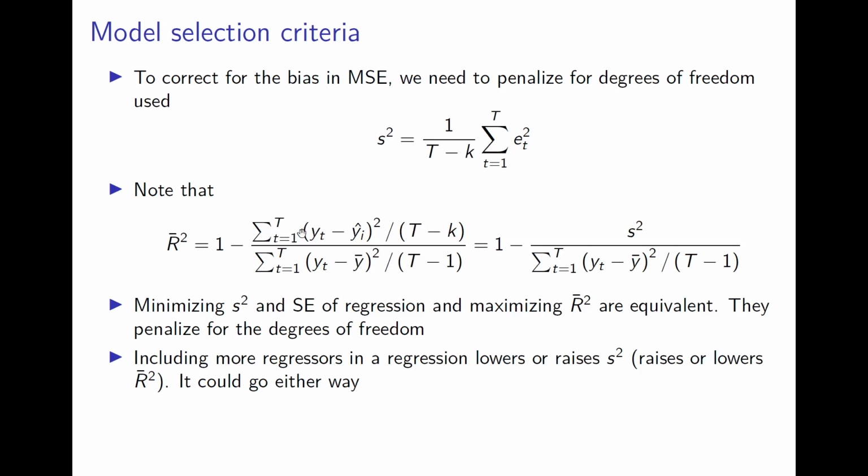The point to be made here is that the degrees of freedom penalty in the numerator for adjusted r squared, t minus k, that's the same as putting s squared here, this guy. That degrees of freedom penalty is exactly the same as the degrees of freedom penalty that's baked into the standard error of regression, which is just the square root of this guy.